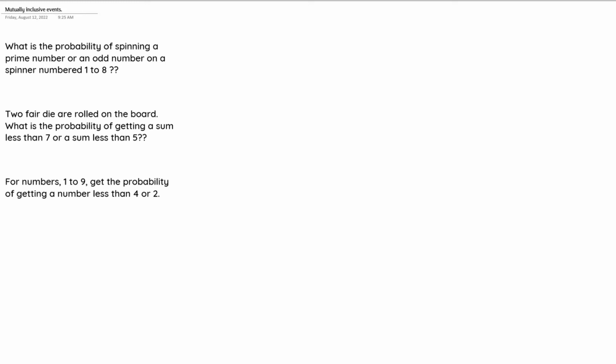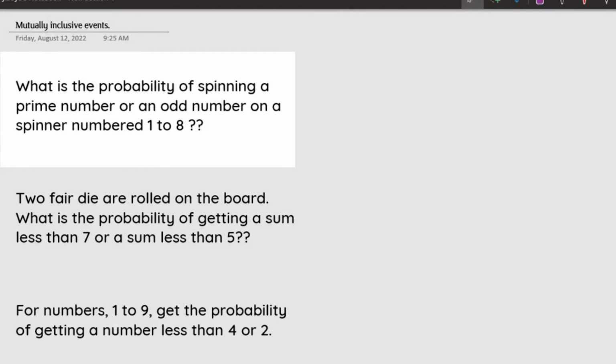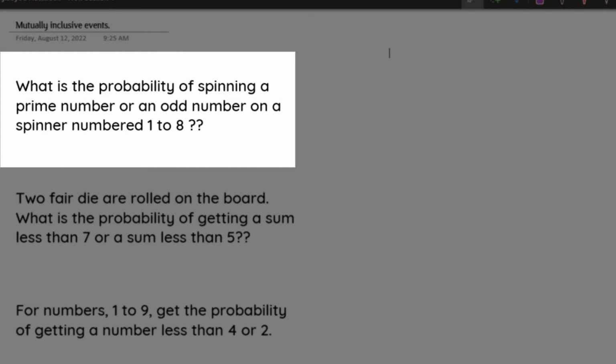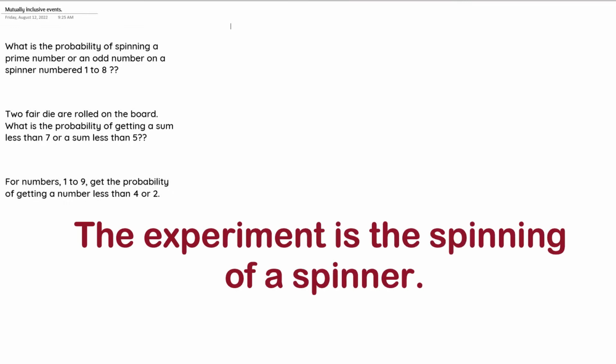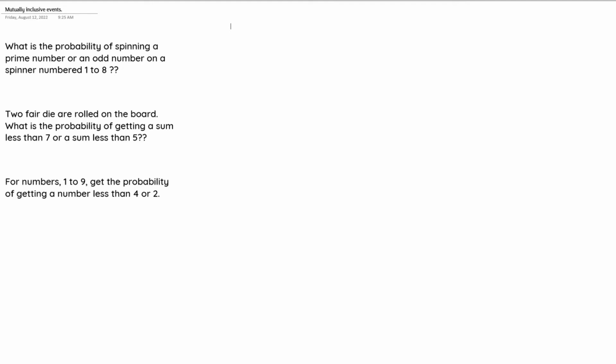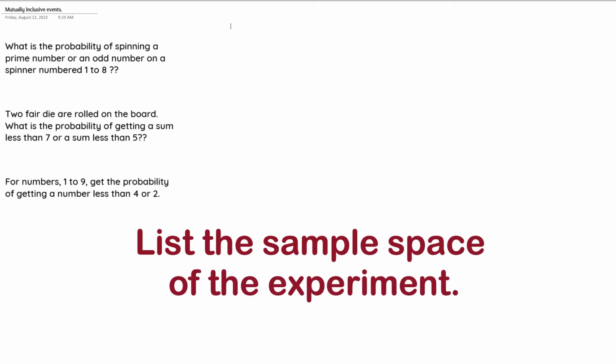So let us start with the first question that says, what is the probability of spinning a prime number or an odd number on a spinner numbered 1 to 8. So the experiment right here is us spinning a spinner, and we realize that we are interested in just two events from this experiment, that is the event of having a prime number or the event of having an odd number.